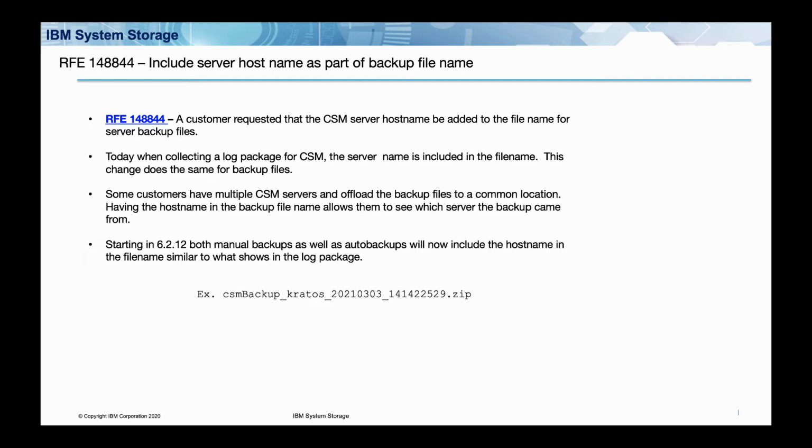So what you can do is you'll have your backup file, you'll have the server name in it, and if you offload those to some common server, you'll know which server each backup file came from, and you'll be able to restore those accordingly. If you're managing multiple CSM servers, or maybe you're doing it for your active and your standby later on, you'll know where it came from.